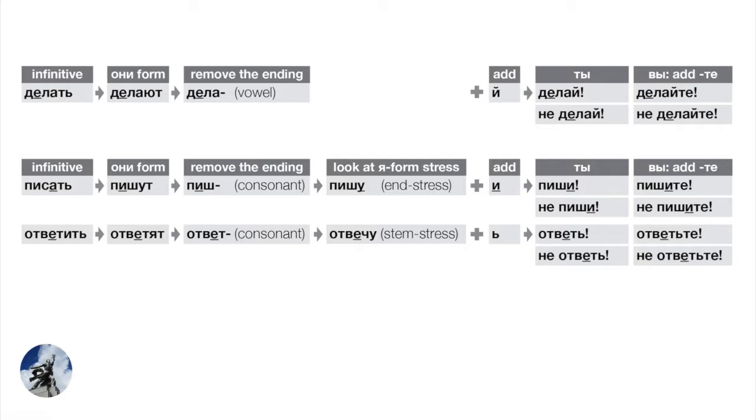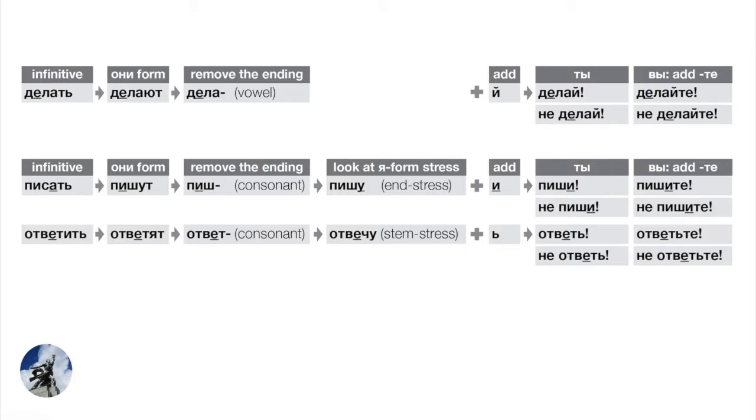So if we start with the они form, we get, for example, from делать, we get делают. Okay, so the first step is to remove the third plural ending. In this case, that is ут, right? We want to get rid of that ending. We don't need that here. And once we do that, we look at what we're left with. And we're going to have actually three possibilities.